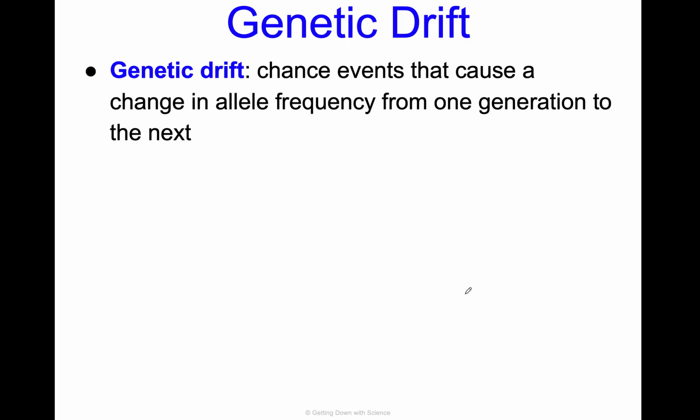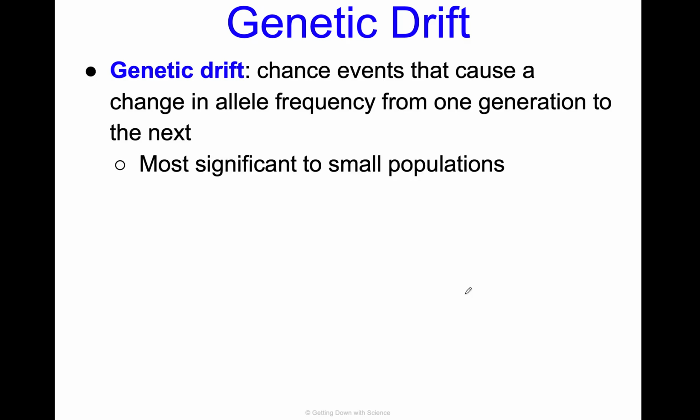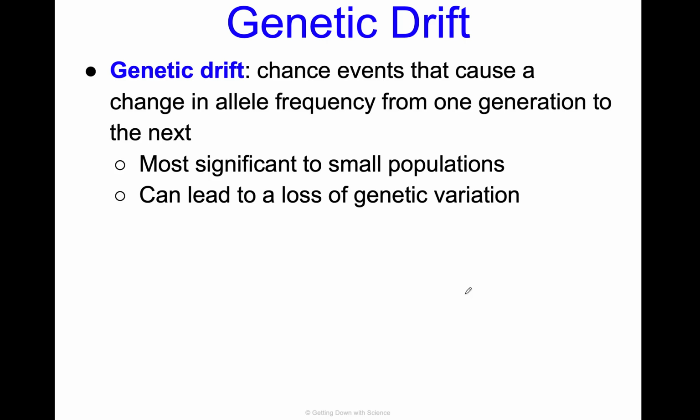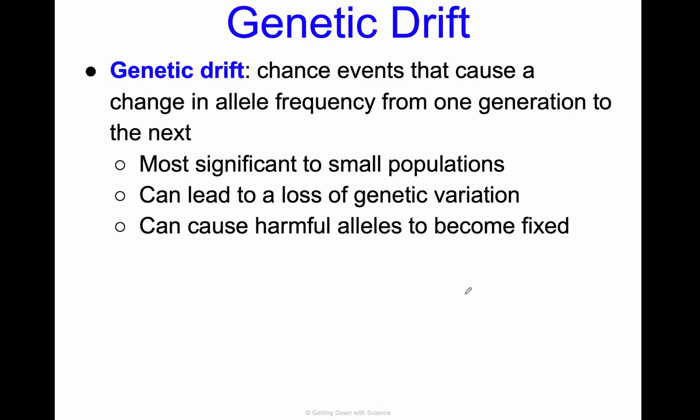Genetic drift is a little different. These are chance events that cause a change in the allele frequency from one generation to the next. It's most significant in smaller populations of animals. It can lead to a loss of genetic variation. It can be harmful, and those alleles can become fixed. This does not produce adaptations. It is just a chance event that causes a change in allele frequency from one generation to the next.